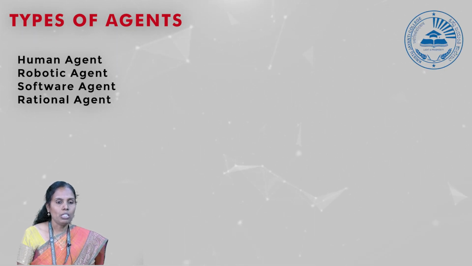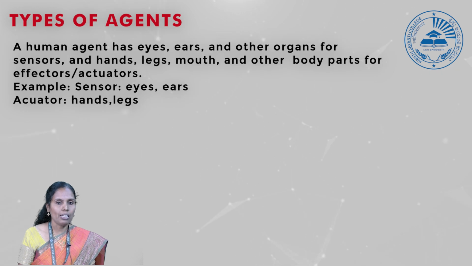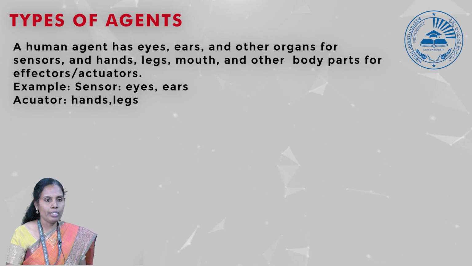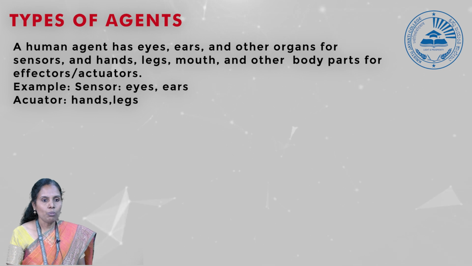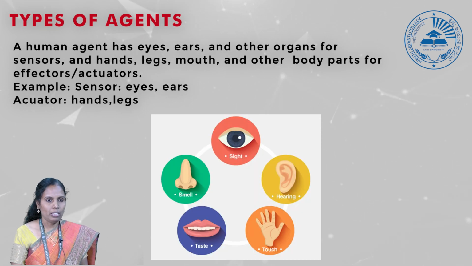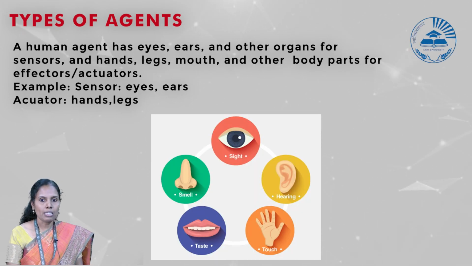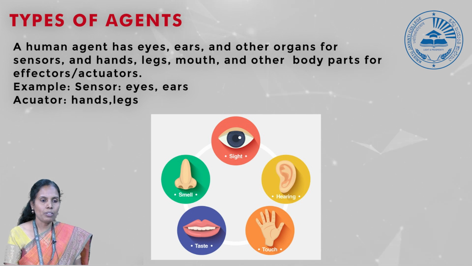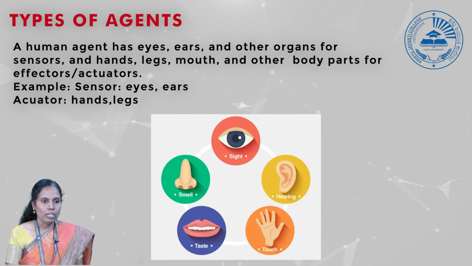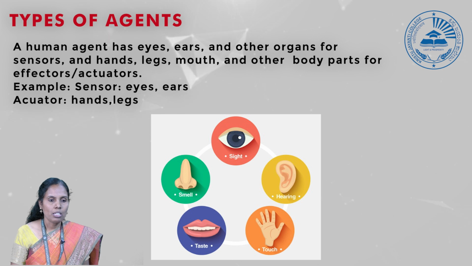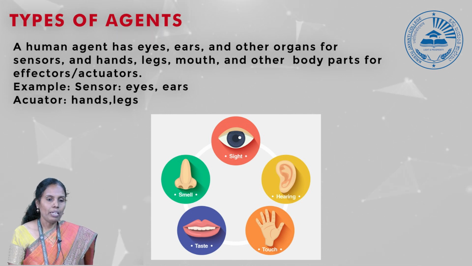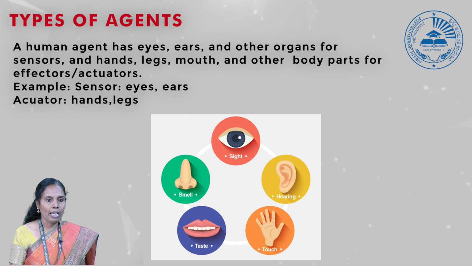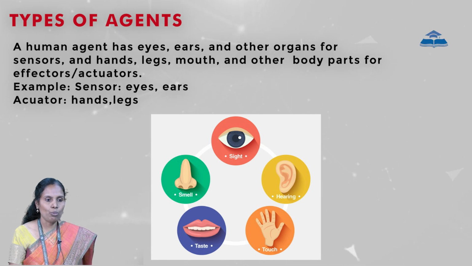So here human agent, that has some sensors, that is eyes, ears and other organs, and another one is actuator or effectors, that is hands, legs, mouth and other body parts of the human bodies. Then in this, suppose one object is fall down, then from the ears or eyes we can see, but the action will be taken by the hands and the legs. So this is called as a human agent.